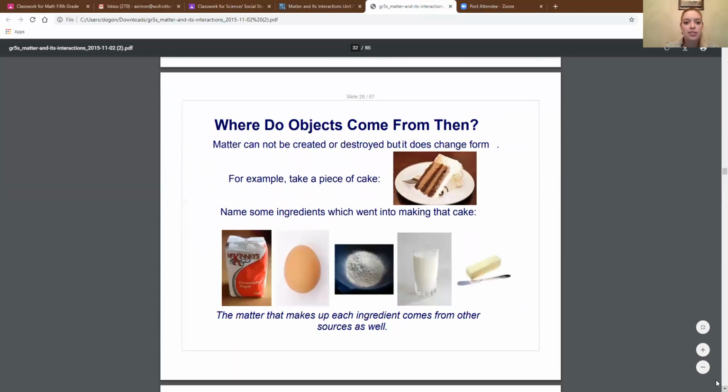So where do objects come from? Matter cannot be created or destroyed, but it does change form. Okay? So matter can't be created or destroyed, but it does change form. Go ahead and put that down in your notes.